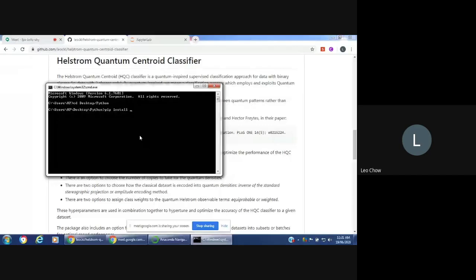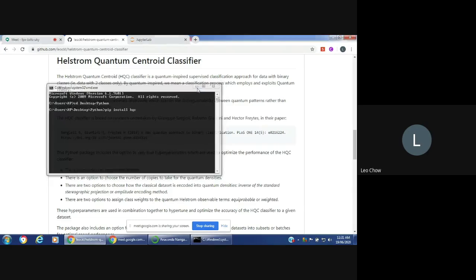HQC, and then you press enter, and the HQC package itself will be installed in your computer. I'm not going to do it right now because the package is already installed in my computer. So that's one way to install the package into your computer.